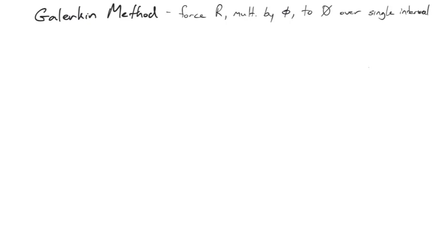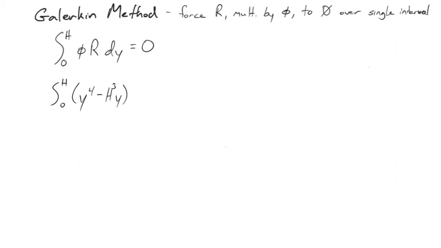All right, so let's set this up for our case here. We're going to go from 0 to h, and we're going to have our weighting function times r, and we'll do it over dy equals 0. So now let's make our substitutions. For a weighting function, it needs to be the same form as the assumed solution. So we're going to take our assumed solution and just drop our unknown coefficient, drop the a. We're going to use y to the fourth minus h cubed times y. That's going to be our weighting function. So again, same form as the assumed solution.